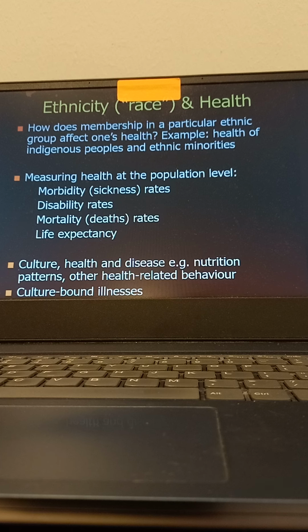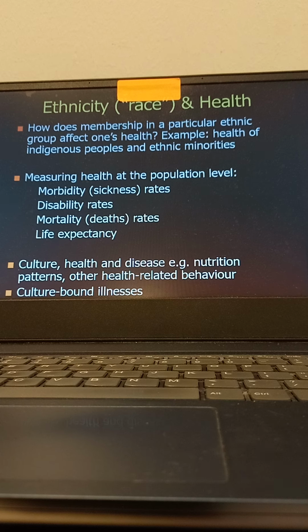Other kinds of health-related behavior affected by culture, right? For example, whether people, when they have health problems, especially mental health problems, go to see a psychiatrist or whether they go to the spirit medium or traditional healers and so on.